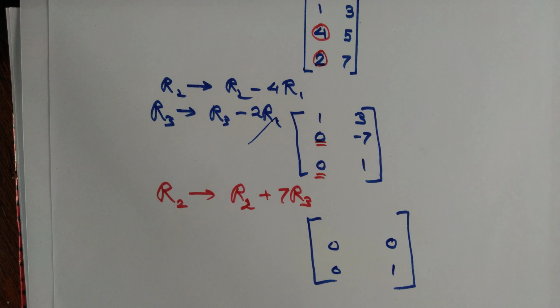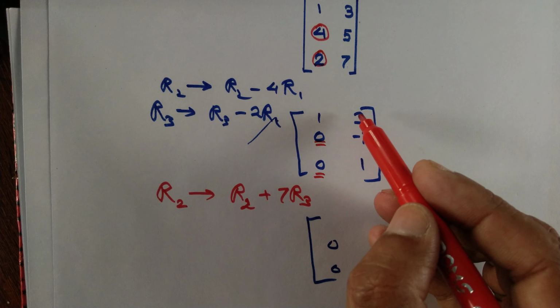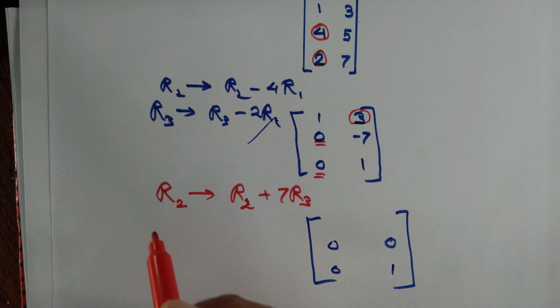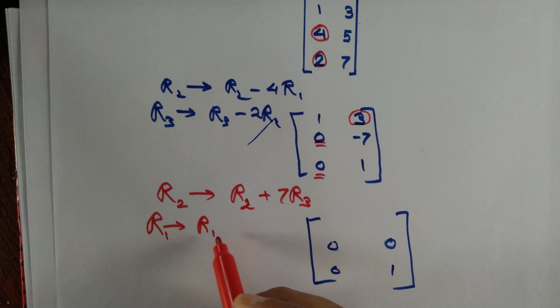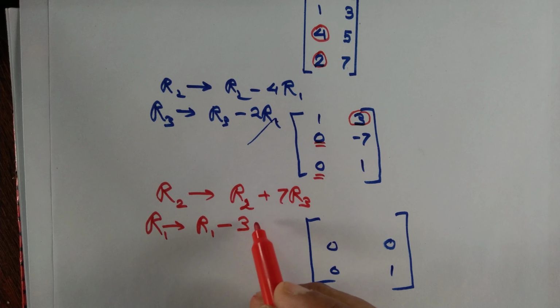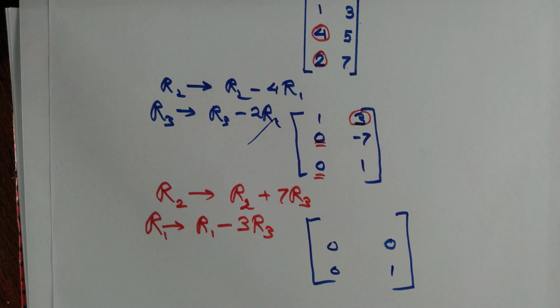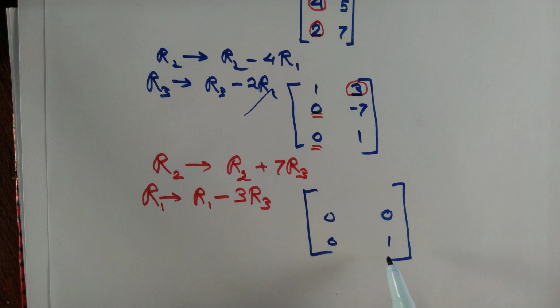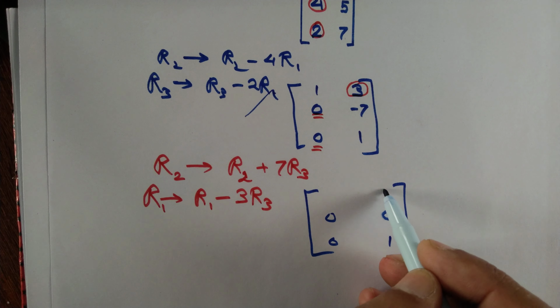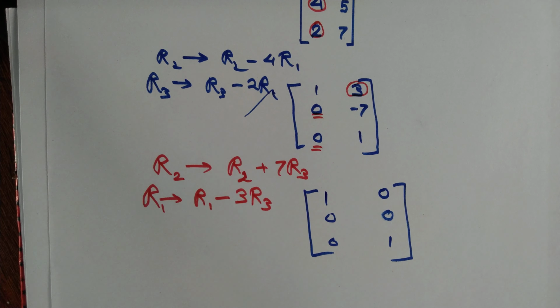What about the first one? Can I render this number 3 to be equal to 0? Yes. We simply apply the operation R1 is R1 minus 3 times R3. Once again, we subtract 3 times third row from first row. 3 times 1 is 3, and 3 minus 3 is 0. And well done. We got two numbers to be non-zero. Rest of them are all 0, and we can't do it further.